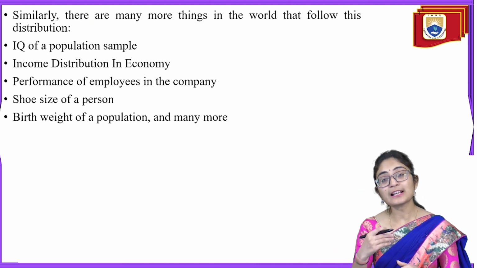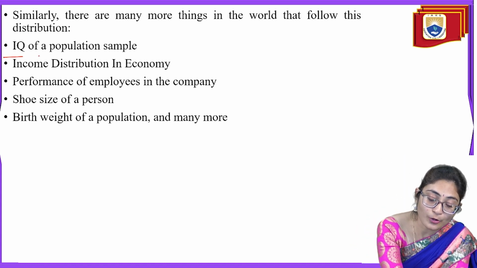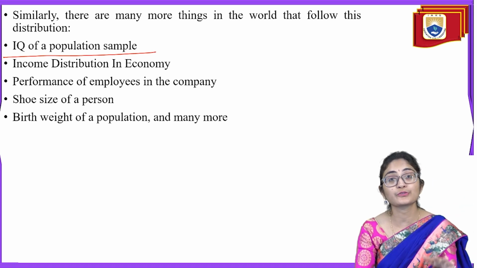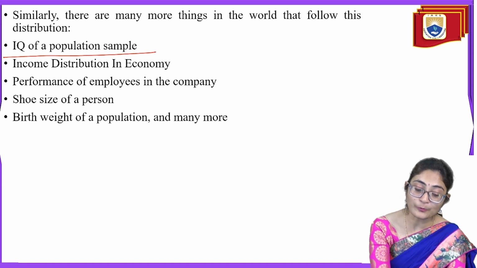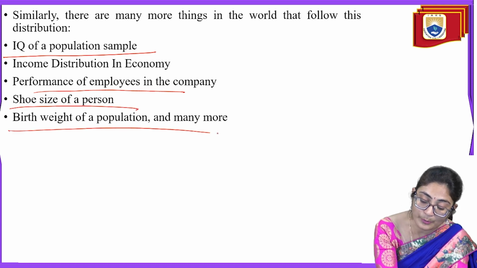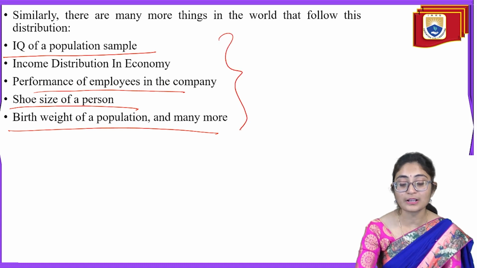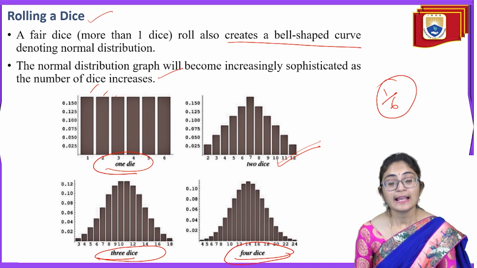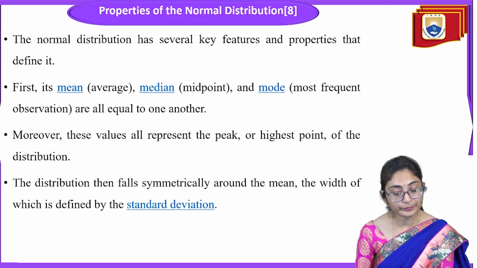Similarly, there are many more things in the world that follow the distribution: the IQ of a population sample, income distribution in the economy, performance of employees in a company, shoe size of a person, birth rate of a population, and many more. On the basis of IQ of a population, you can draw the normal distribution. Using these formulas, you can draw the normal distribution, and you show it in the form of a bell-shaped curve.